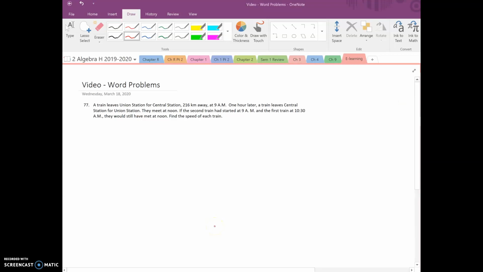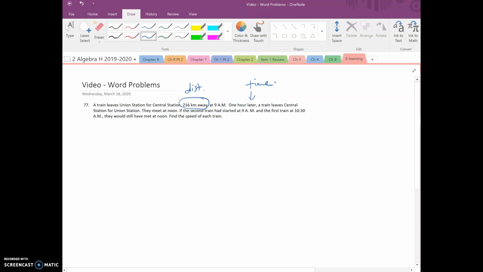A train leaves Union Station for Central Station 216 kilometers away. Okay, so that is a distance clue. So I got some distance going on. At 9 a.m. 1 hour later, a train leaves Central Station for Union Station. They meet at noon. Okay, all of that is time clues.